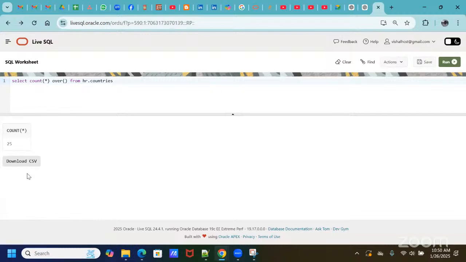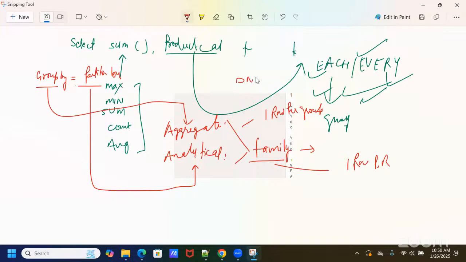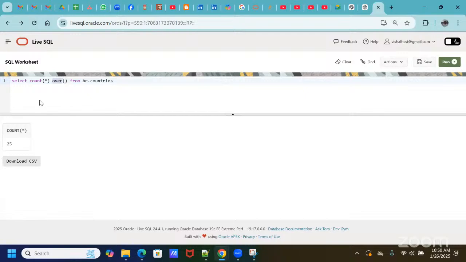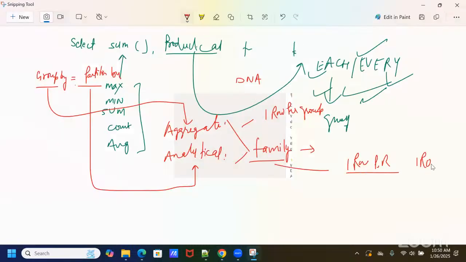If I just write over here, over means I converted this function into analytical. Aggregate and analytical, they are brothers. Same family means same DNA. Everybody knows DNA, right? Same family means same DNA. Behavior same, nature same, they all behave exactly the same. When I write over, over will do what? Over means analytical. Whenever you see over, it means analytical or window function. So what will it do? It will give you one row per row. This is what I said. One row per row means analytical.